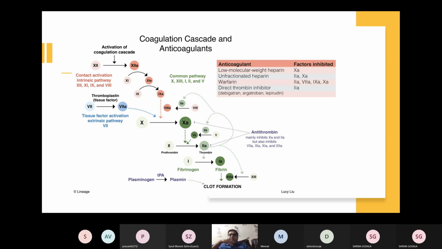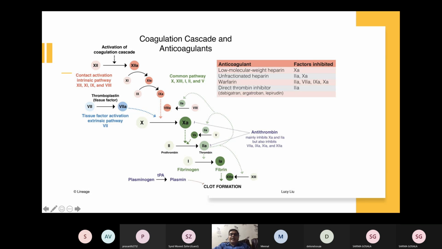So, speaking about warfarin, it acts mainly on vitamin K dependent factors like 7A, 9A, 10A, and 2A. So it has different roles as an anticoagulant. Whereas low molecular weight heparin acts on 10A, unfractionated heparin acts on 2A and 10A. The direct thrombin inhibitor, as you can see here, acts on thrombin.